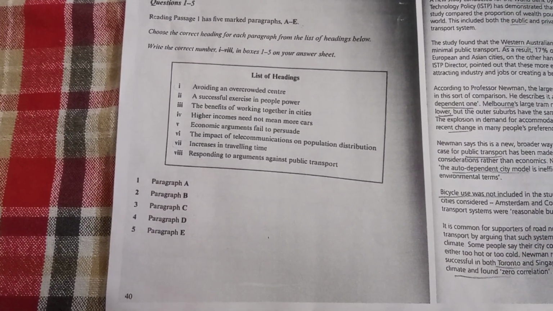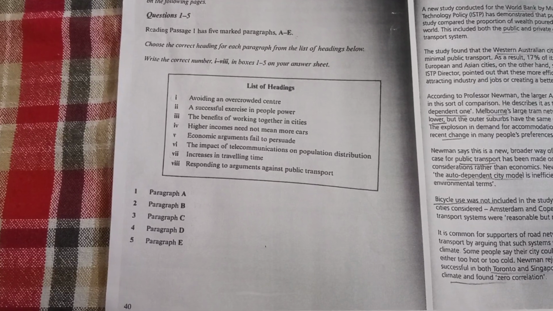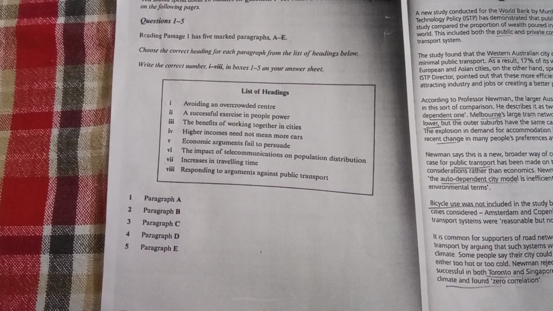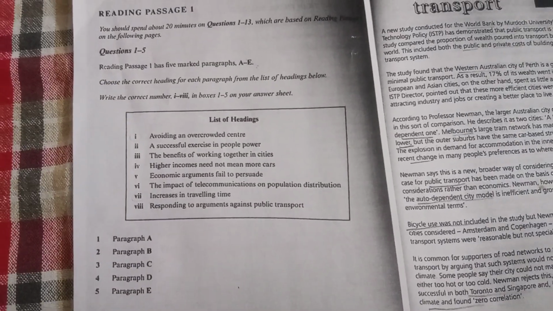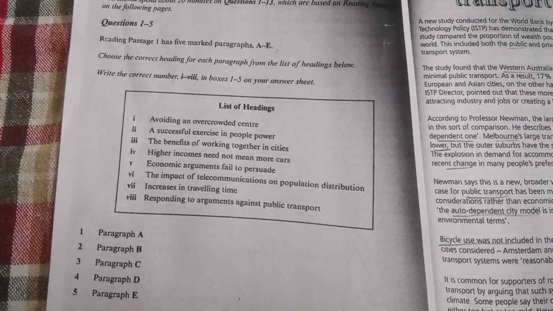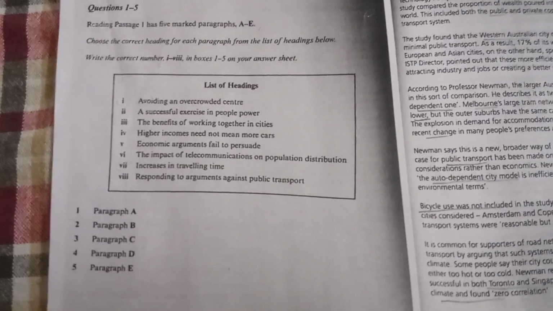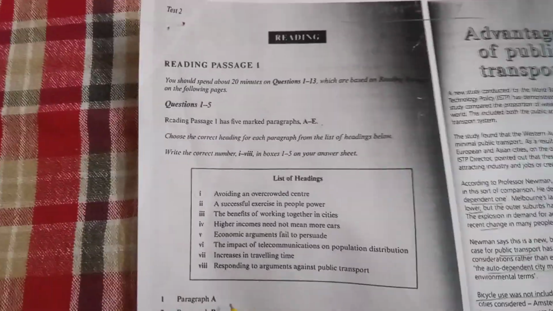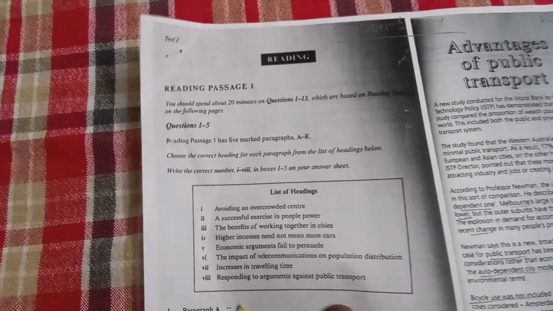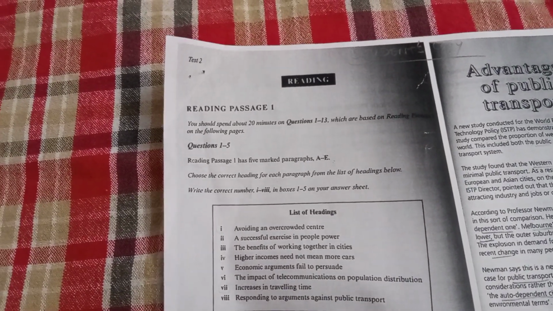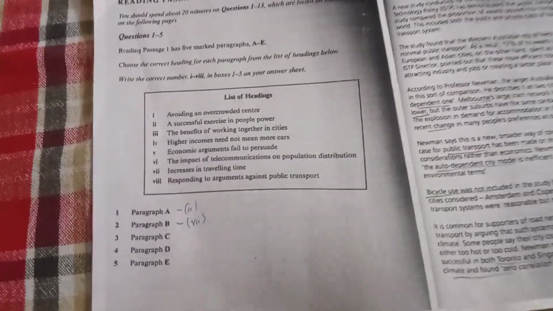So in these options we have overcrowded, benefits of working together, higher incomes need not mean more cars, economic arguments, impact of telecommunications. So increases in traveling time. So we can pick the answer for this. So paragraph A is the second option, and for B it is increases in traveling time. So we'll go with this.